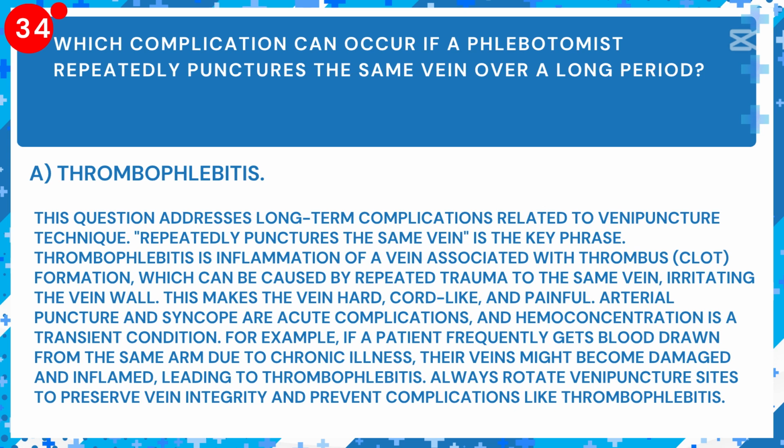For example, if a patient frequently gets blood drawn from the same arm due to chronic illness, their veins might become damaged and inflamed, leading to thrombophlebitis. Always rotate venipuncture sites to preserve vein integrity and prevent complications like thrombophlebitis.